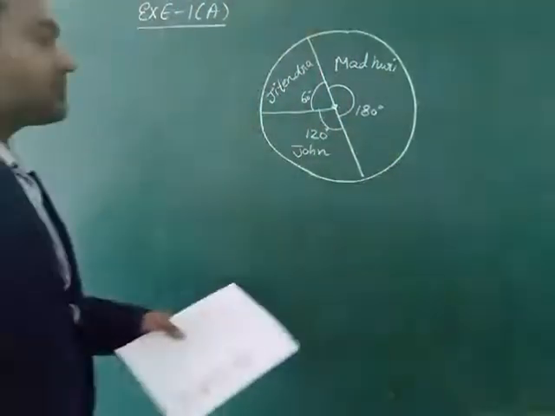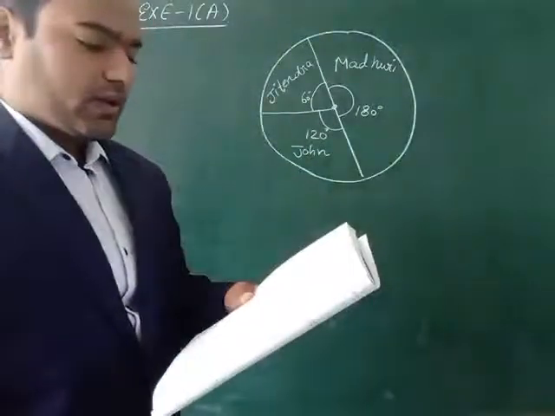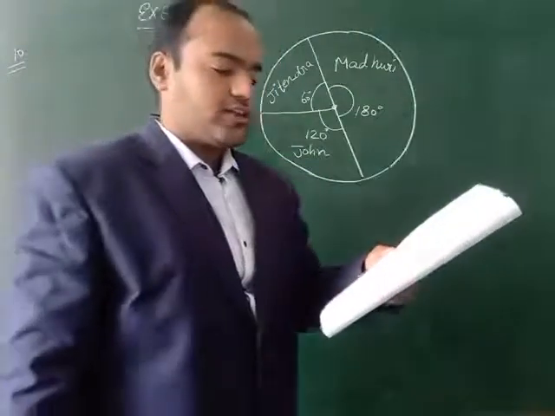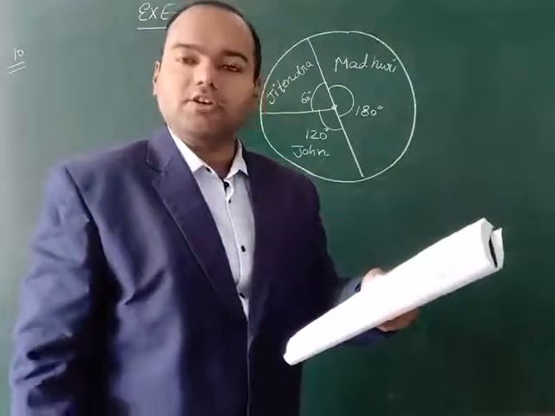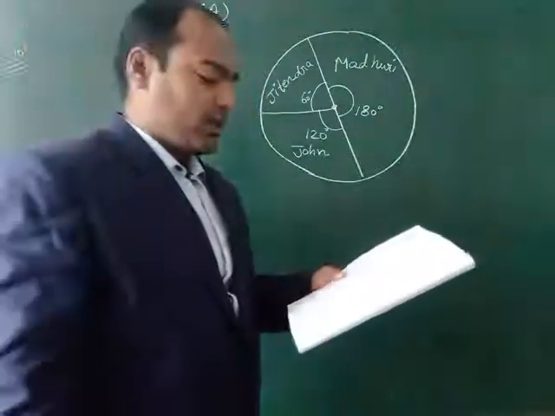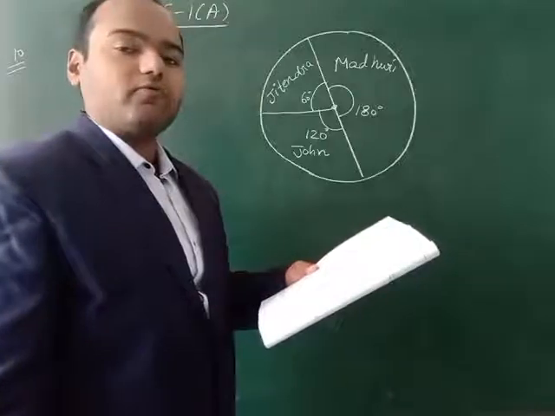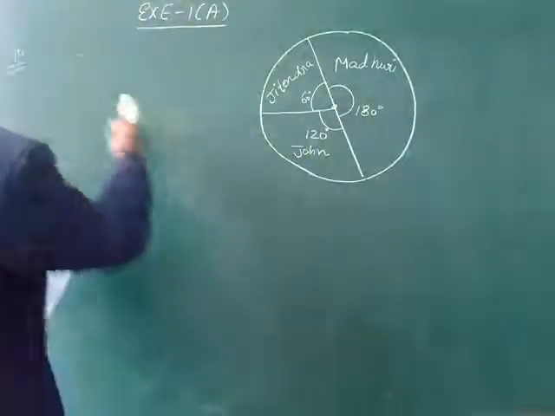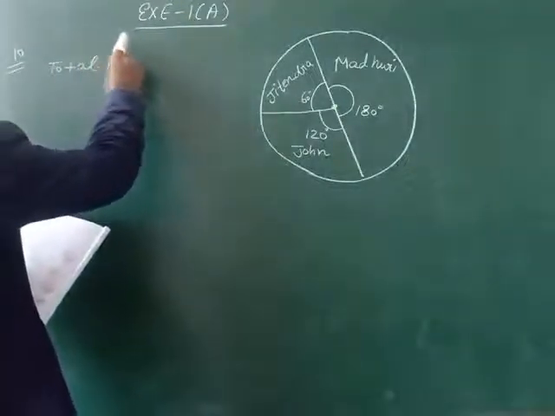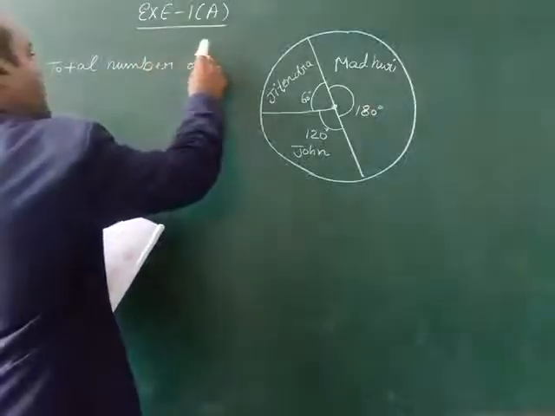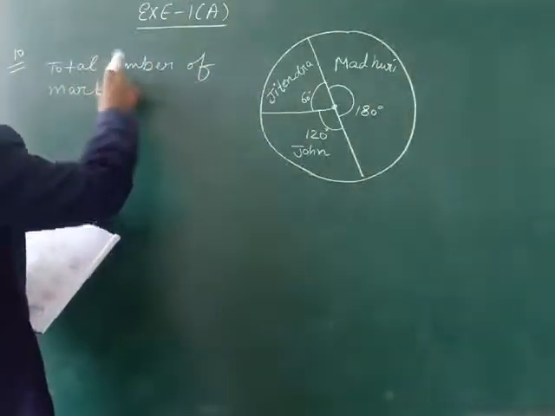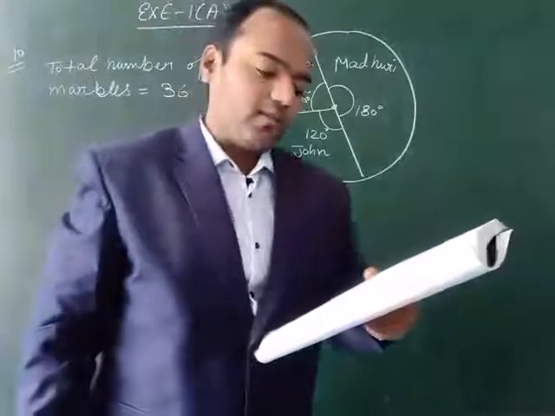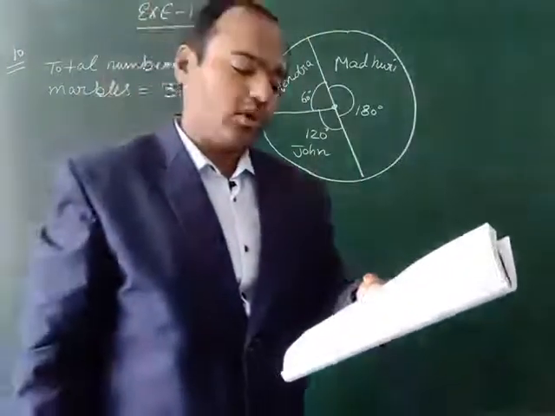See question number 10. The figure is given in the question and in the heading it is written, the figure given here shows the distribution of 36 marbles among 3 children. So the number of children is 3 and the total number of marbles which we have to distribute among 3 students is 36. So we will write here, total number of marbles are 36.